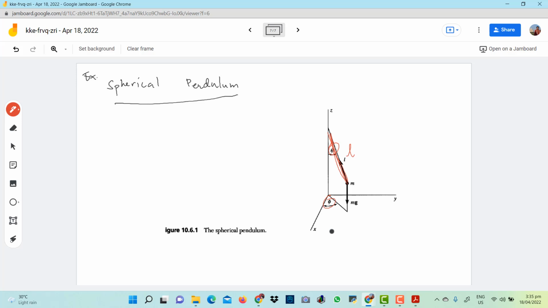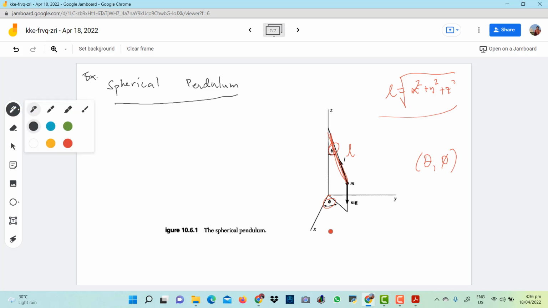The length of your string is your force of constraint. So the force of constraint here is x squared plus y squared plus z squared. Okay, so this is your force of constraint. So the generalized coordinates of this one, I have only two, in terms of theta and in terms of phi. For a simple pendulum, it's just in terms of theta, no? For a simple pendulum, you only have theta as the generalized coordinate.